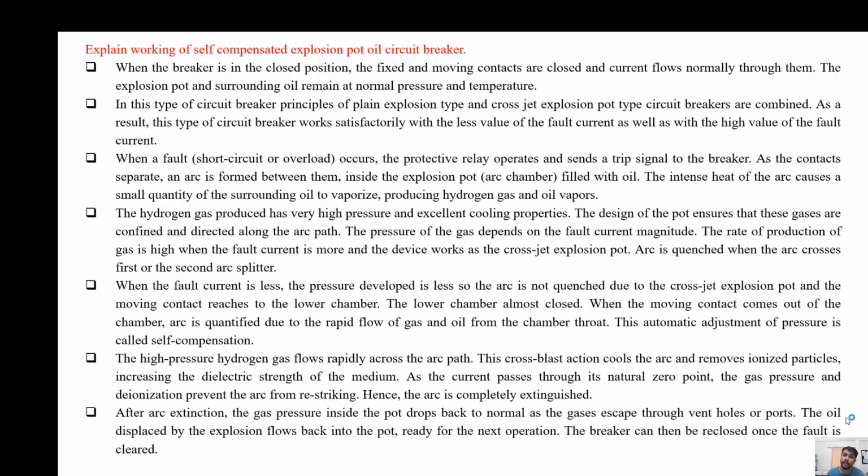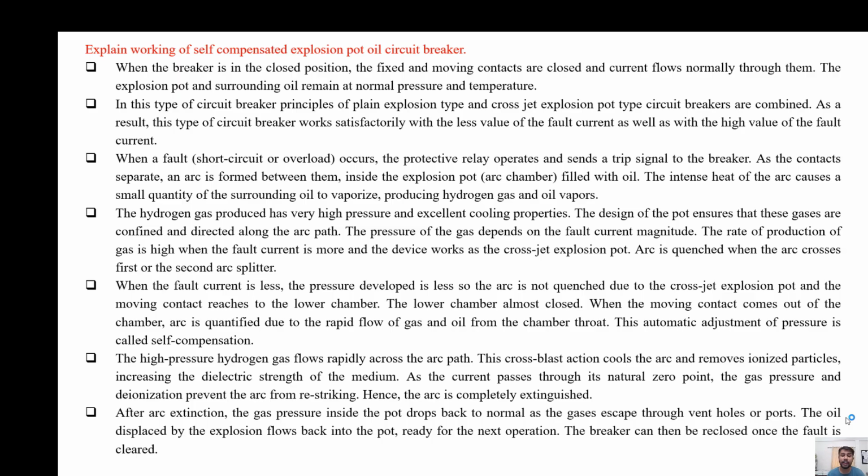When the fault current is less, the pressure developed is less, so the arc is not quenched by the cross-jet explosion pot and the moving contact reaches the lower chamber of the pot. The lower chamber is almost closed. When the moving contact comes out of the chamber, the arc is quenched due to the rapid flow of gas and oil from the chamber throat. This automatic adjustment of pressure is called self-compensation.